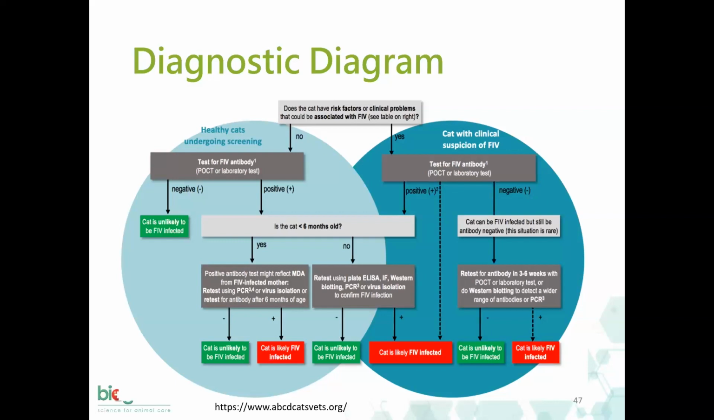POCT tests are quick and easy to do, but they are not as accurate as laboratory tests. The laboratory tests are more accurate, but they take longer to get results. If the cat's test is negative for FIV antibodies, then it is unlikely to be infected with FIV. However, if the cat is less than 6 months old, it is possible for it to be infected with FIV but still be antibody negative. In this case, the cat should be retested for FIV antibodies in 3 to 6 weeks.